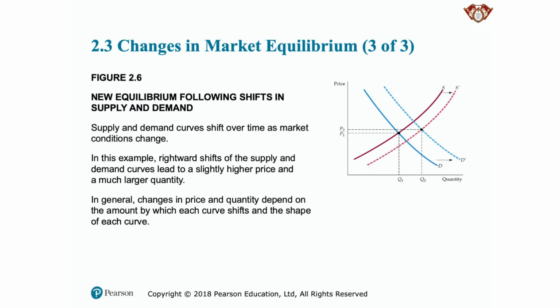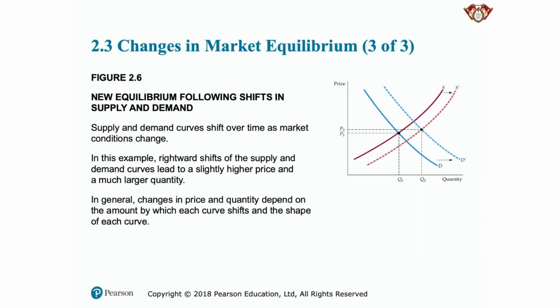New equilibrium following shifts in supply and demand simultaneously. Supply and demand curves shift over time as market conditions change. In this example, rightward shifts of the supply curve from S to S dash and the demand curve from D to D dash lead to a slightly higher price and a much larger quantity, increasing quantity from Q1 to Q2 in the new equilibrium.